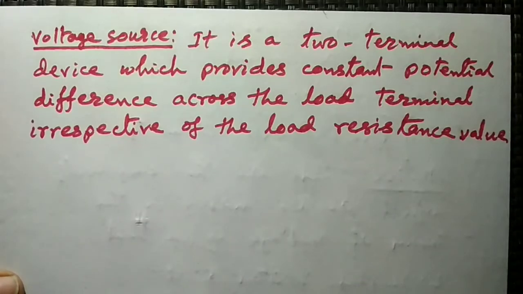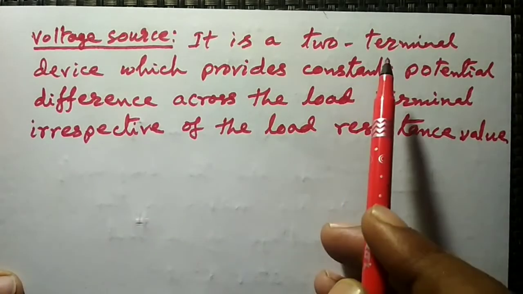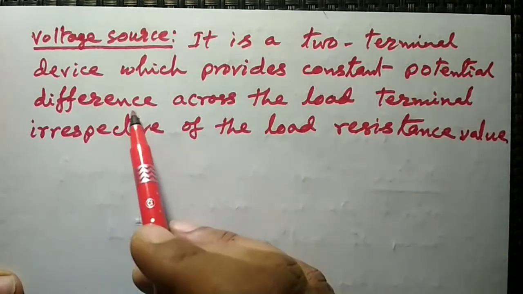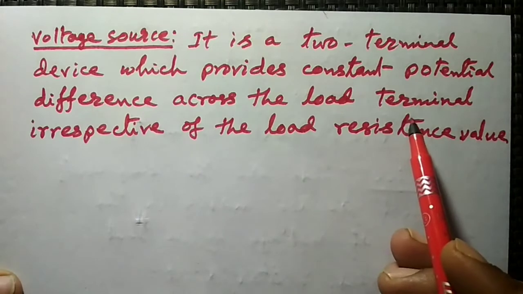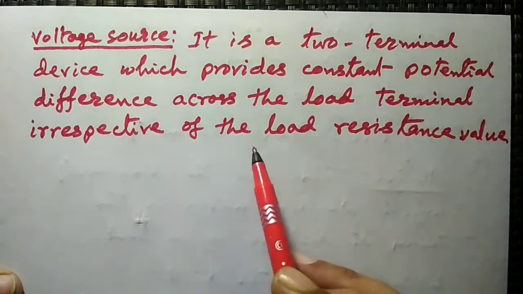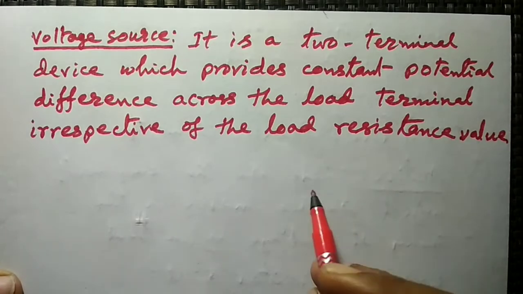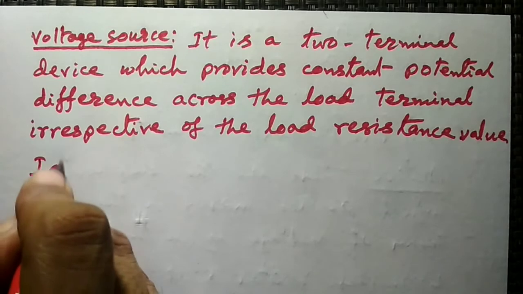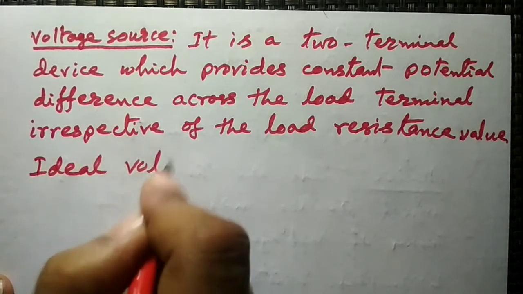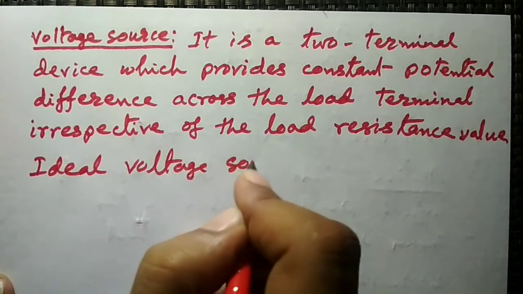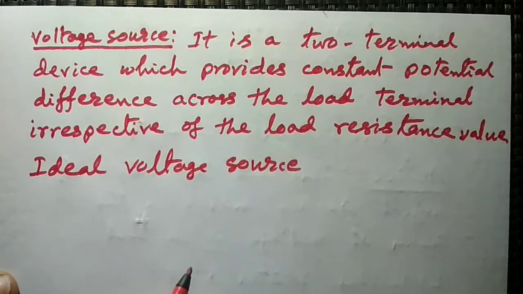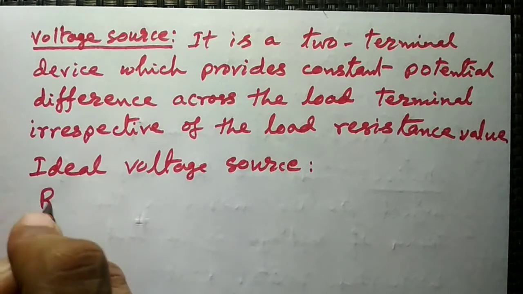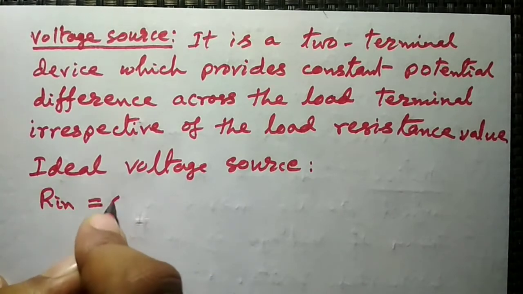Now the voltage source. It is basically a two-terminal device which provides a constant potential difference across the load terminal irrespective of the load resistance value. Now this type of voltage source is called an ideal voltage source. And in the case of an ideal voltage source, the internal resistance is considered to be equal to 0.